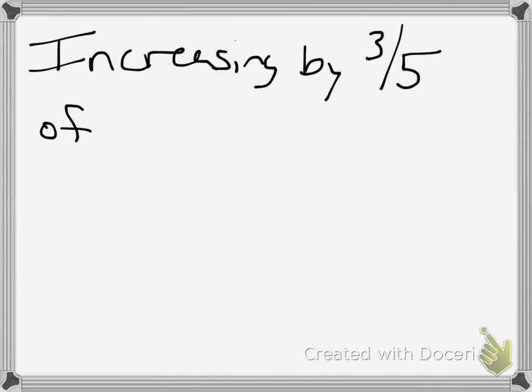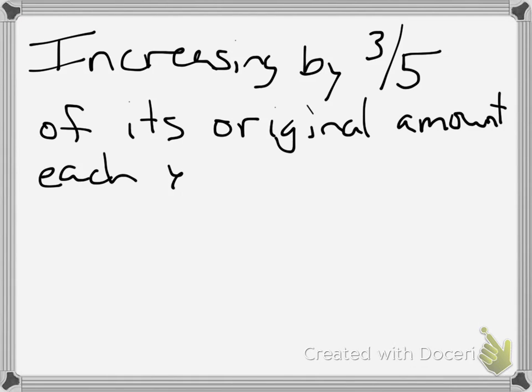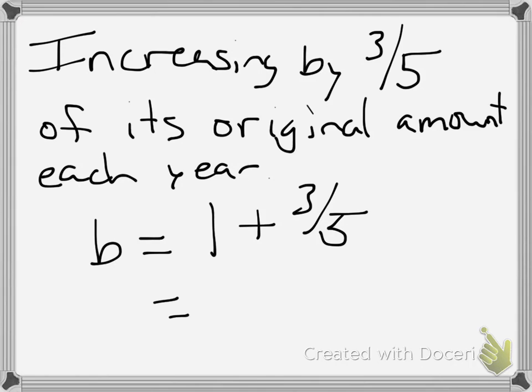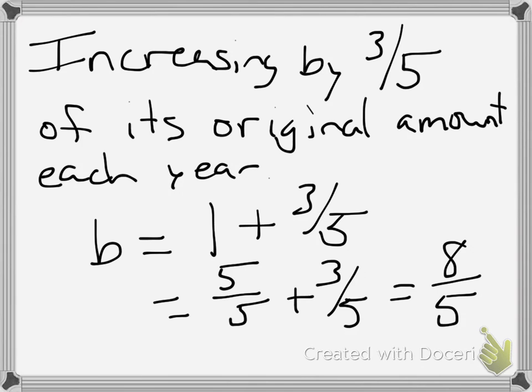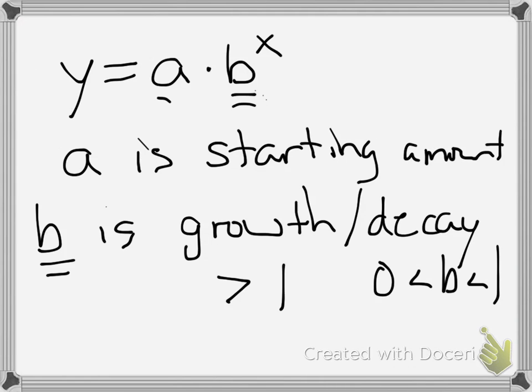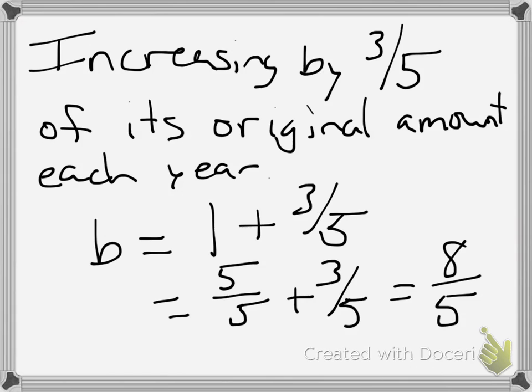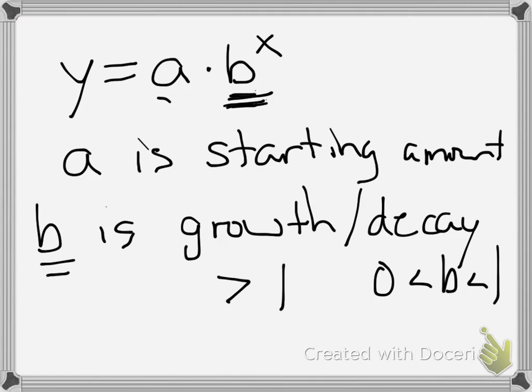If something was increasing by 3/5 of its original amount each year, then our b value would be 1 plus 3/5, or 5/5 plus 3/5, which equals 8/5. You could use a decimal there, but to me fractions are easier. So going back, in that situation, our b value would be 8/5, because if I take my starting amount and I multiply it by a b value of 8/5 over and over again, it's going to grow by that 3/5 each year.